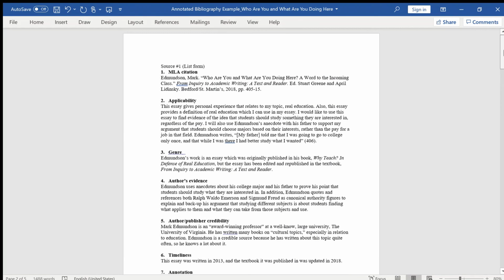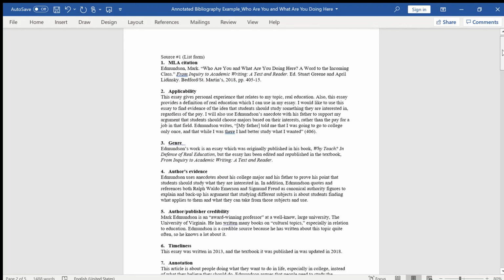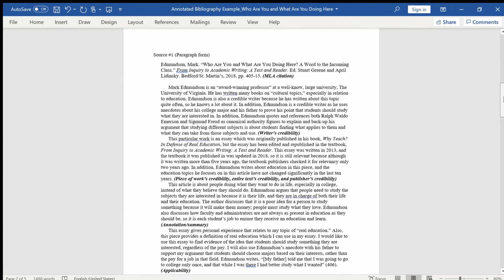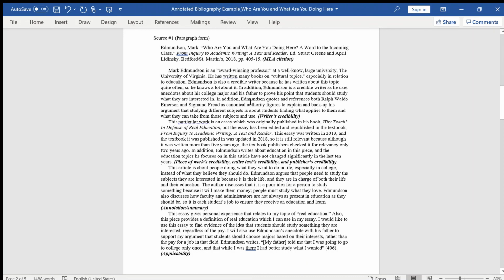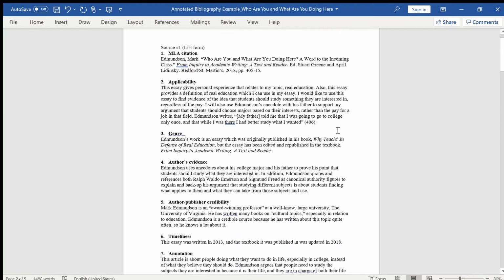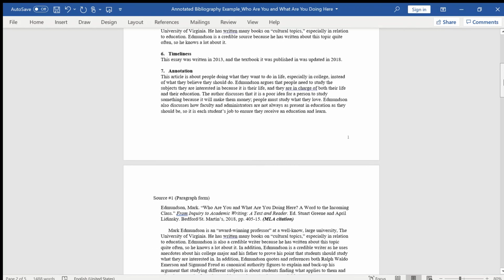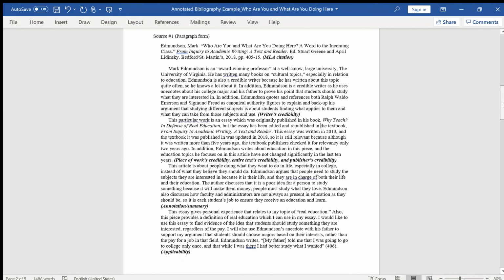If you cannot use the list form and you have to use paragraph form, you could use the list as your pre-writing and then move over to this here. When I was in college and I was assigned annotated bibliographies, I didn't know what to do, to be completely honest. I wasn't sure where to start. So I think if I had seen something like this, it would have helped me a lot. And that's why I use it in my classes, because I know it would have helped me.